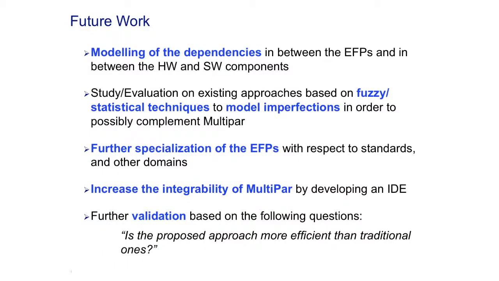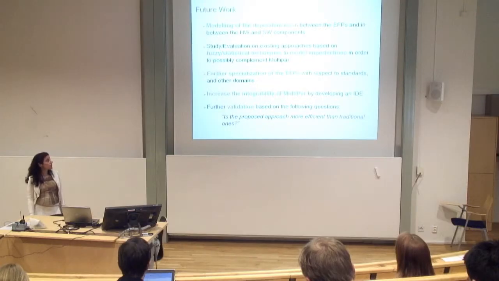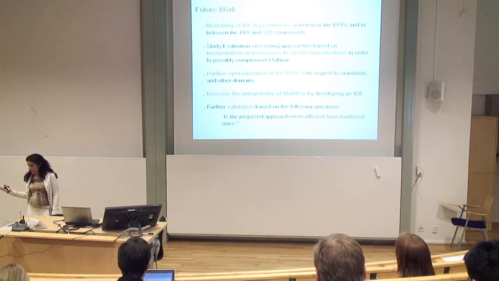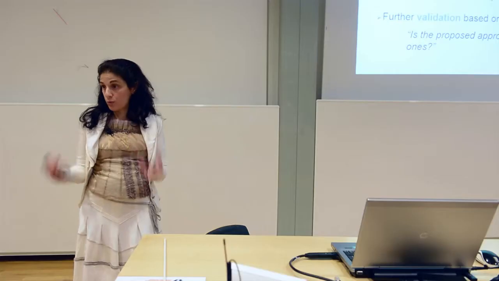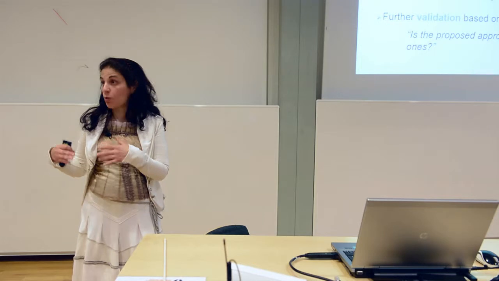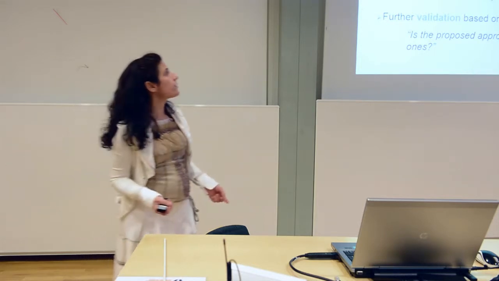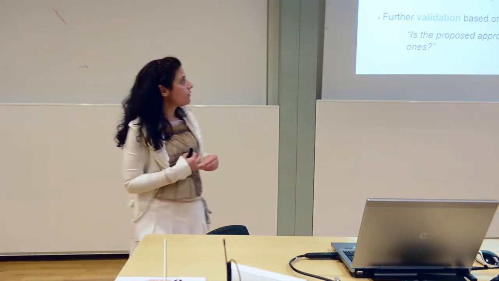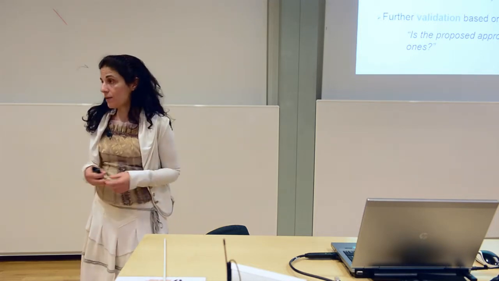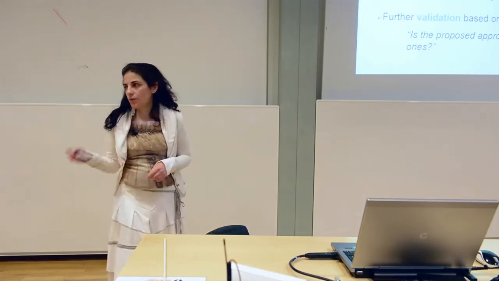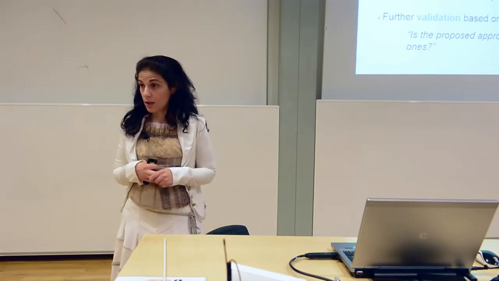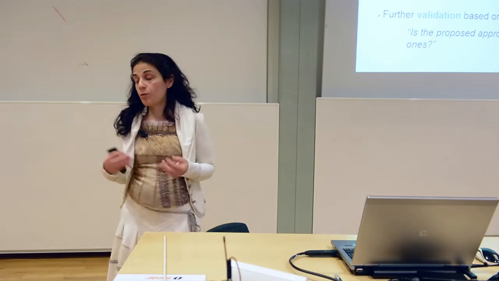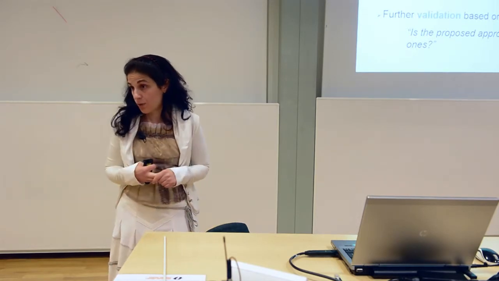What we've seen as first topics that we need to further discuss is how to model these dependencies between extra functional properties and between software components. There are existing models to model dependency between the extra functional properties, but they are not sufficient. We want to further extend how to model also the dependencies between the components with so many extra functional properties. We plan to have a study evaluation of existing approaches based on fuzzy and statistical techniques to model imperfection and incomplete information, which are present in the beginning of the design phase. So if it's possible to use this technique to complement MultiPar and improve its efficiency.